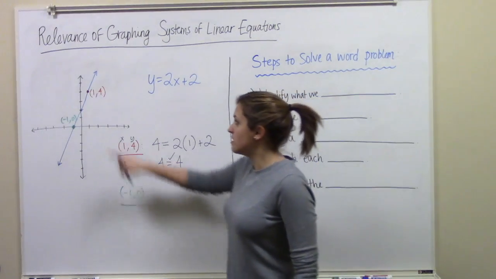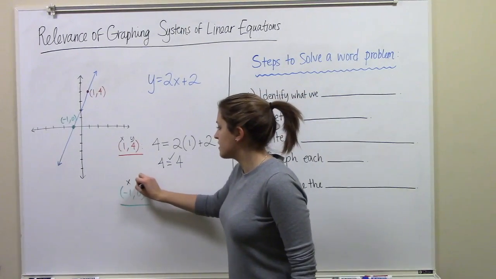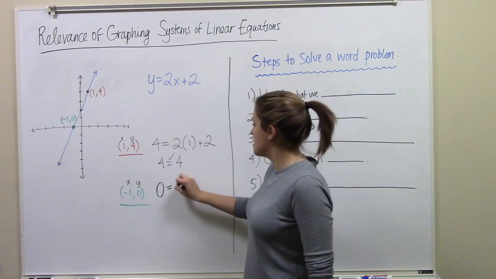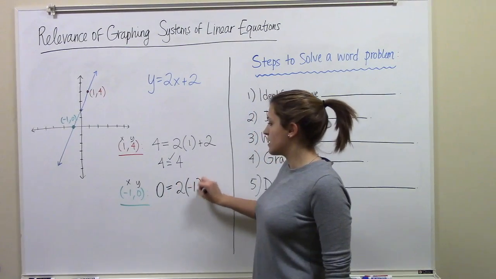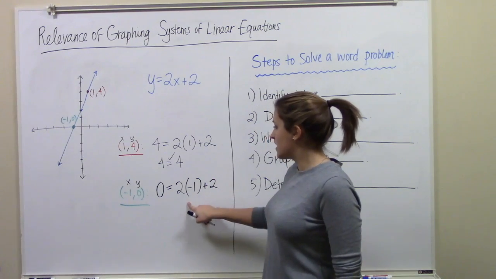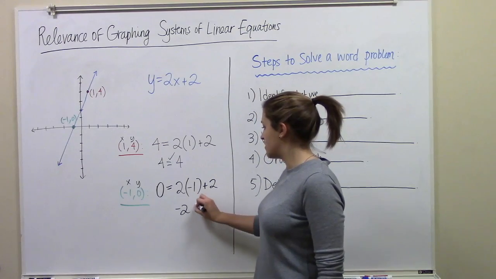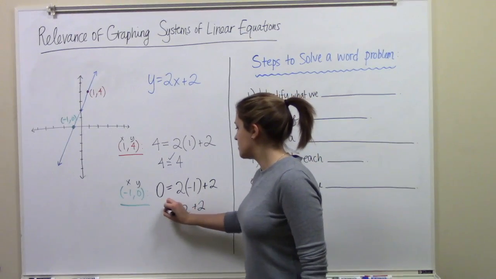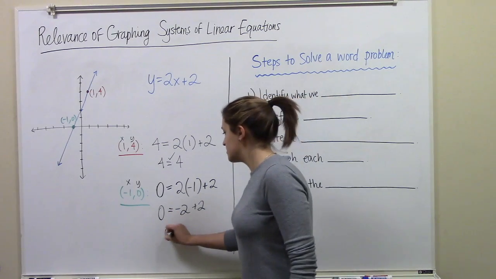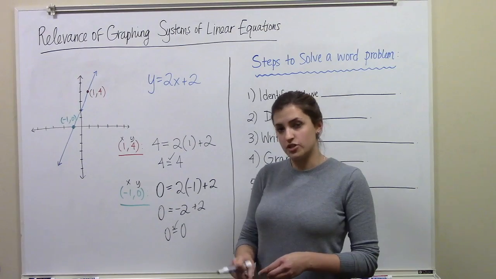This one should as well. It also falls on my line. So let's try it out. This is my x coordinate, -1, and 0 is my y coordinate. So I'll plug in 0 equals 2 times -1 for x, plus 2, and I get that 2 times -1, which is -2, plus 2 should equal 0. Well, -2 plus 2 is 0, so 0 equals 0. And that point also satisfies my equation, as it should.